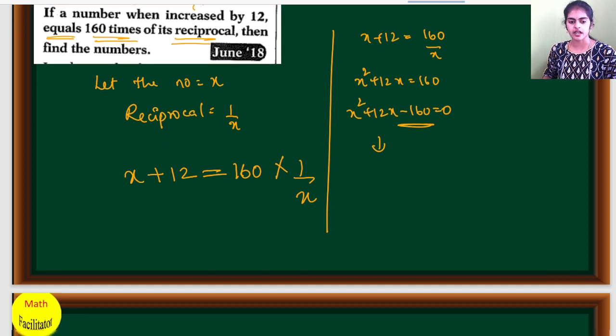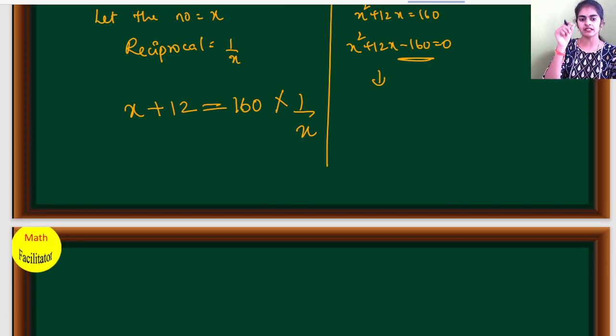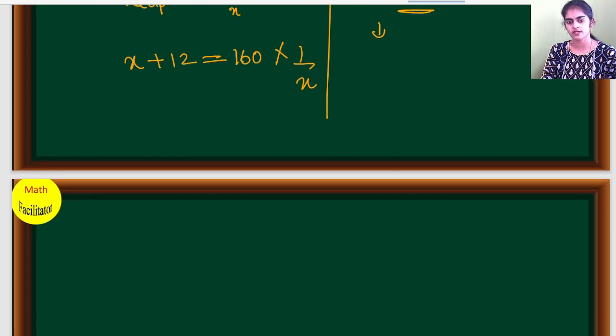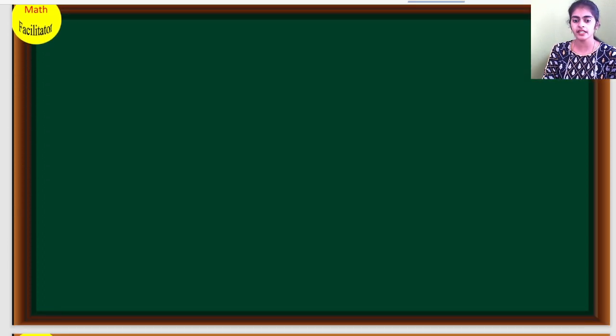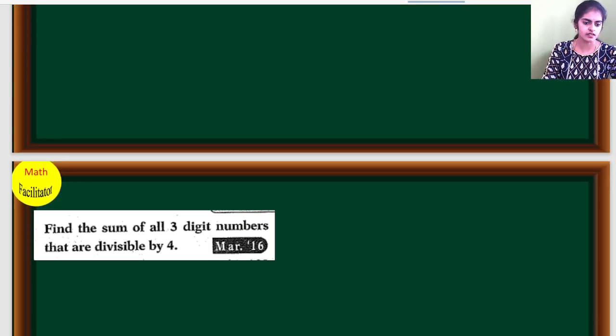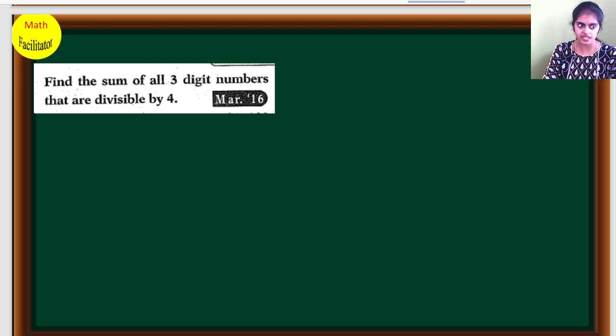After the session, download this PDF. Soon after the session, I'll upload the PDF on the Math Facilitator website. Go there, download the PDF, and again try to solve all the questions by yourself. You will take hardly 2 hours to solve all the essay questions, the complete textbook essay questions. So 2 hours is a very less time. Please do make a point to practice it.